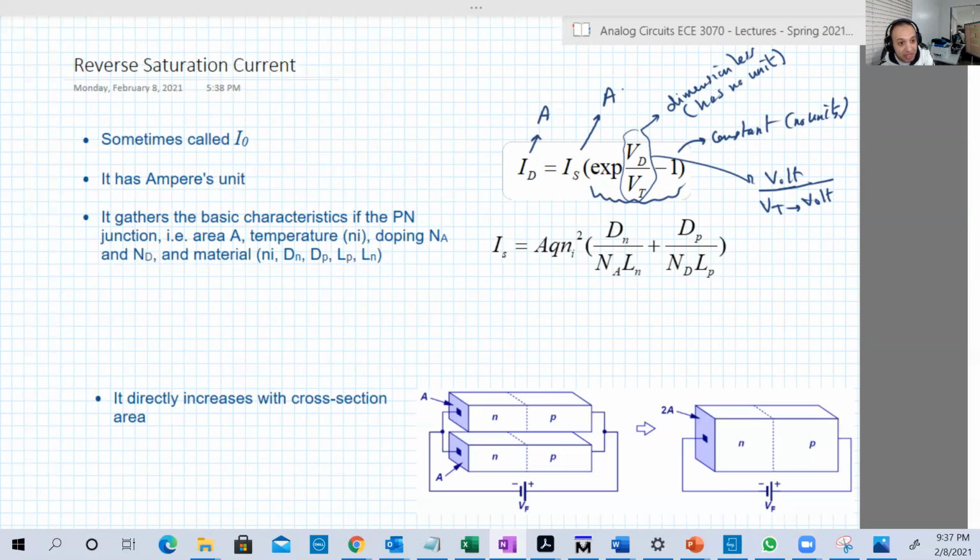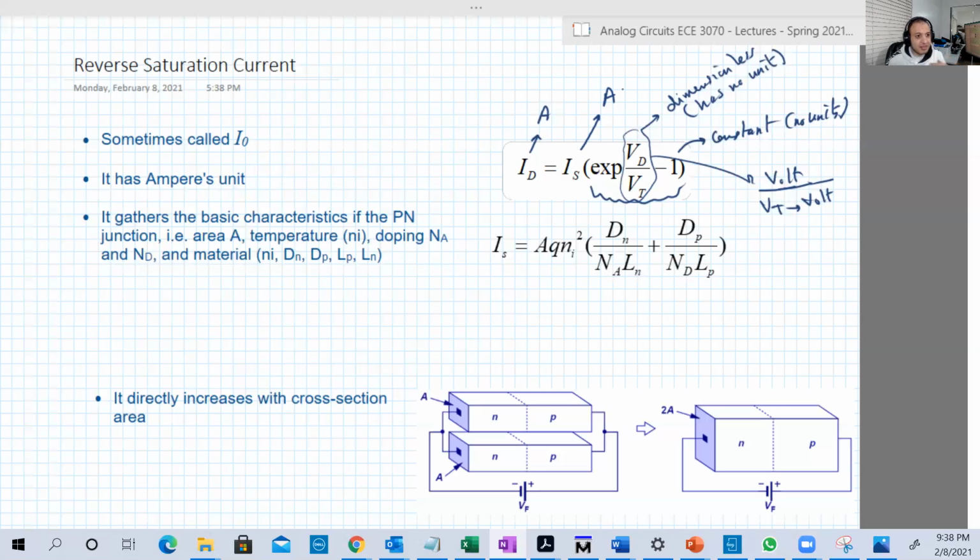It has a physical meaning, and we will understand why it's a current in a moment. Good. So Is is a current. What else about Is? This equation should explain the relation between ID and VD: the current that flows through a diode, a PN junction, and the voltage drop across that junction.